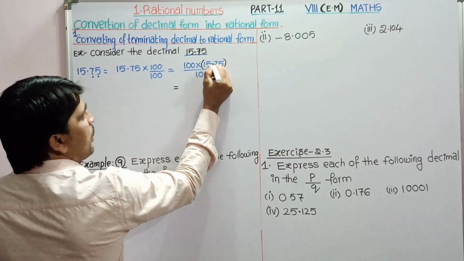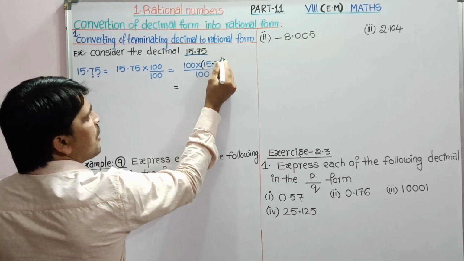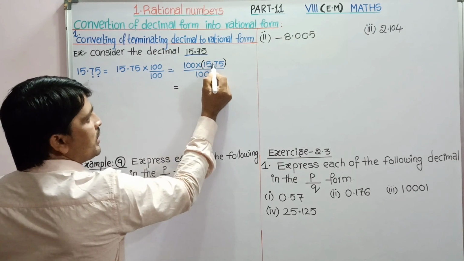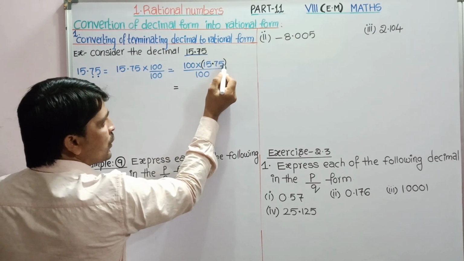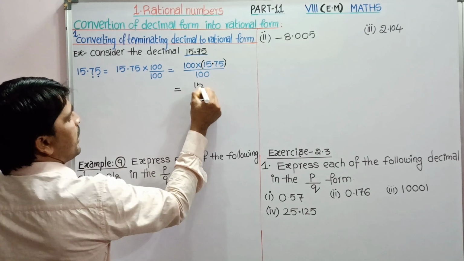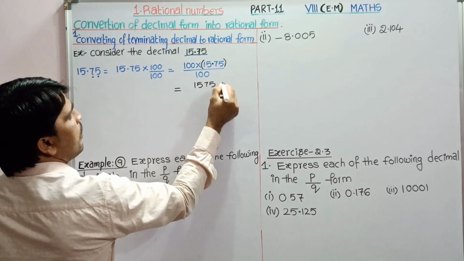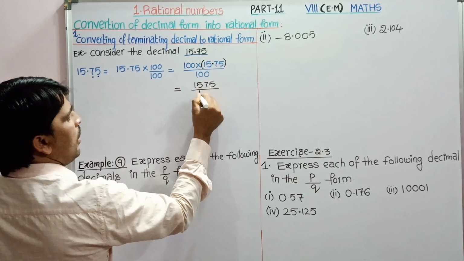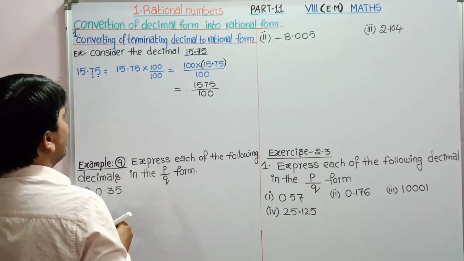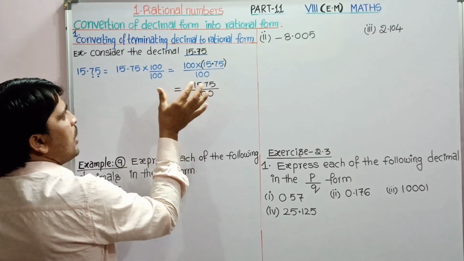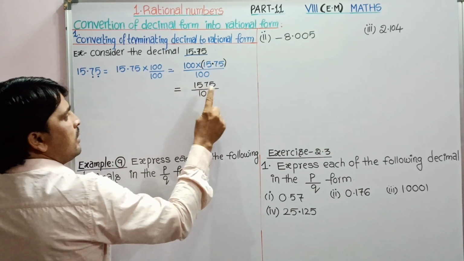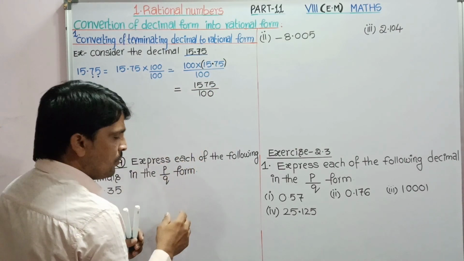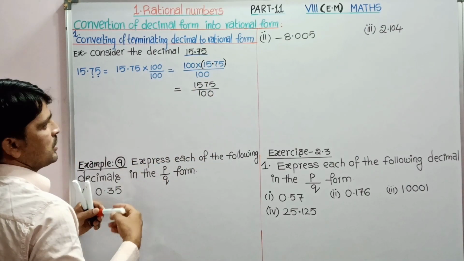In the numerator part, the decimal number is being multiplied by 100, so the decimal point moves two digits to the right. That is 1575 over 100. So this is a P by Q form of the given decimal number, but this P by Q form is not in its lowest terms. We have to convert it to lowest terms.